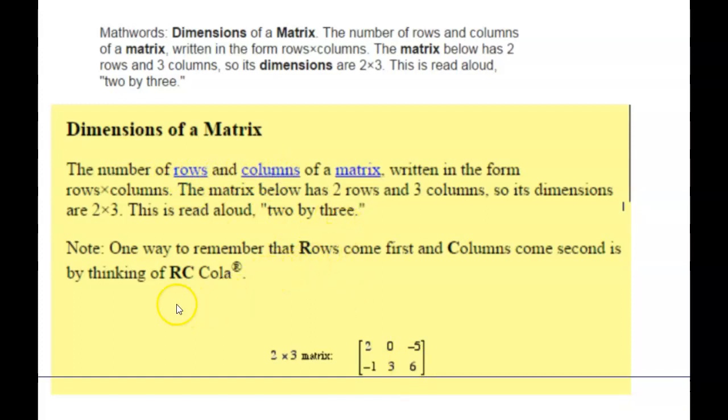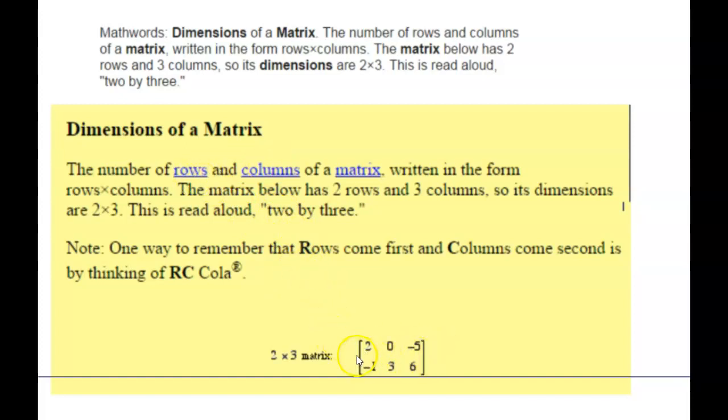This cute little graphic talks about rows come first and then columns like RC Cola, but I don't know if you guys even know what RC Cola is. It's like a generic Pepsi or Coke. Anybody ever have RC Cola? Anyway, the rows by columns.